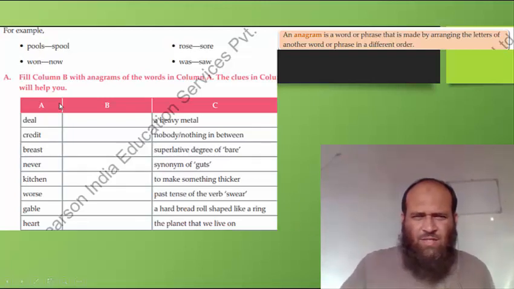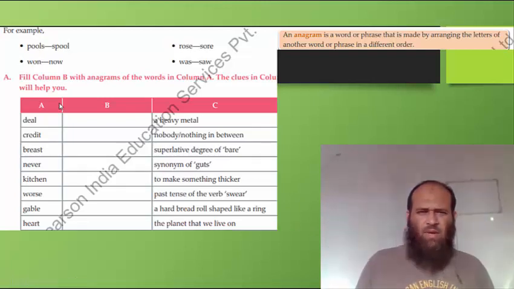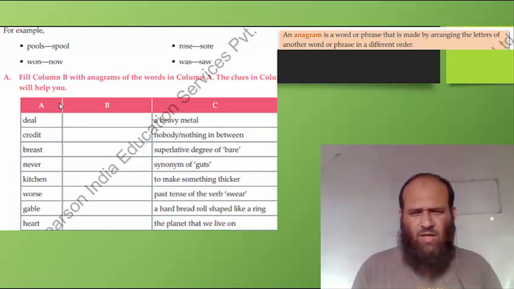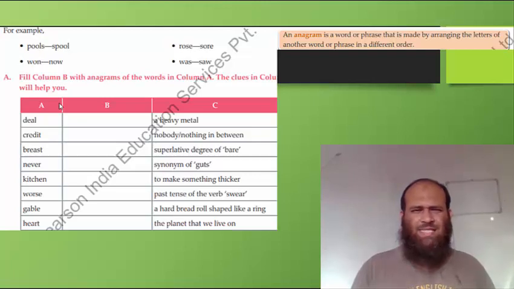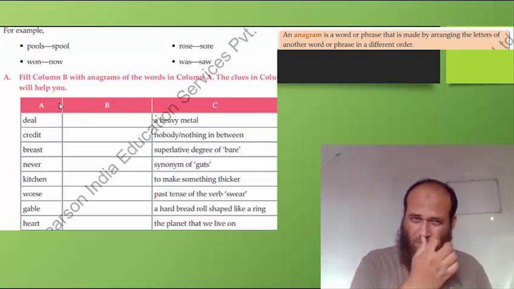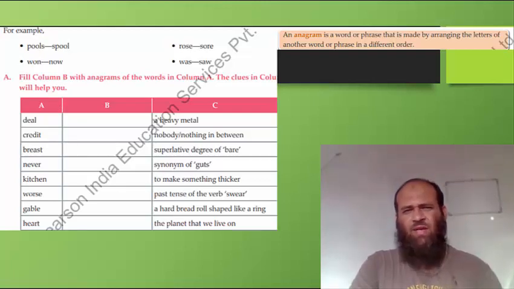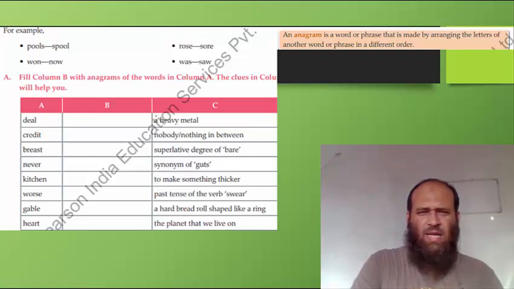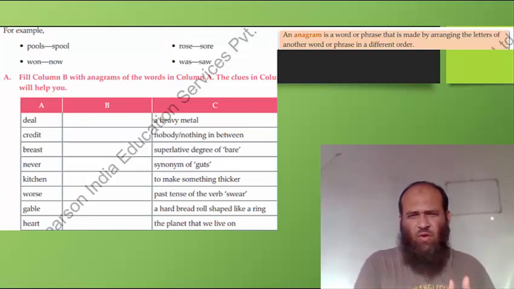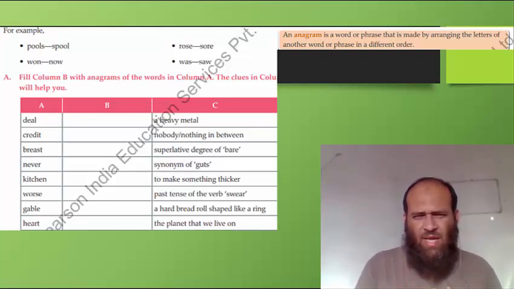This is the first exercise. We have to make new anagrams using the clues given in column C. For example, deal. What will deal become? And the clue is a heavy metal. So deal will become lead. Let us see if you can follow these examples and make new anagrams.